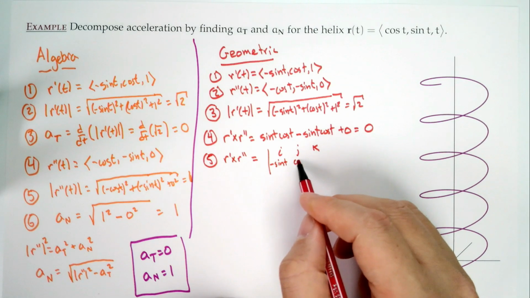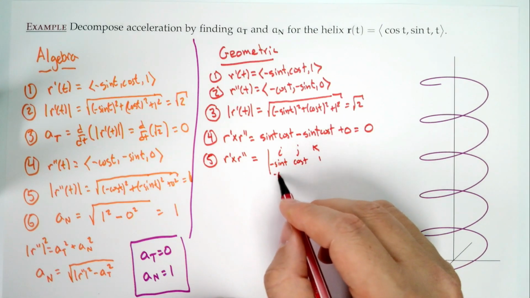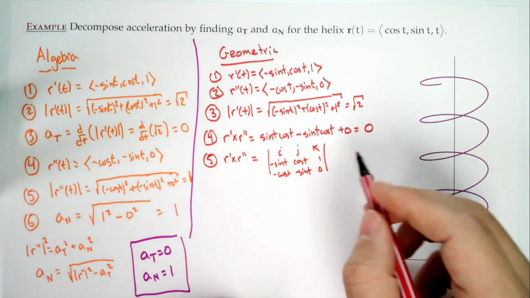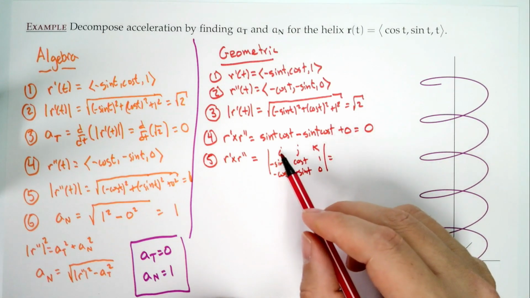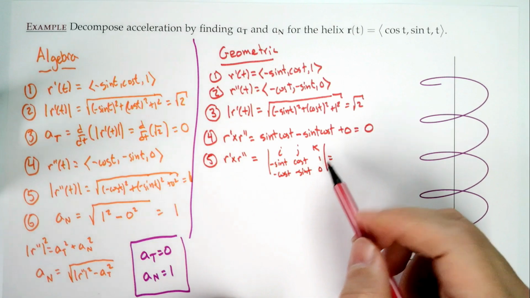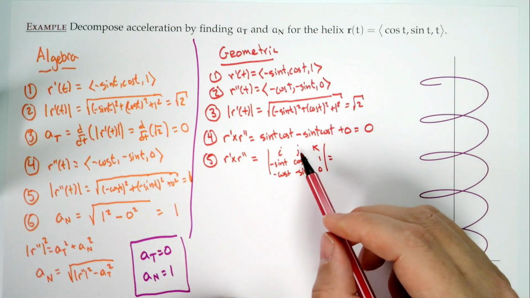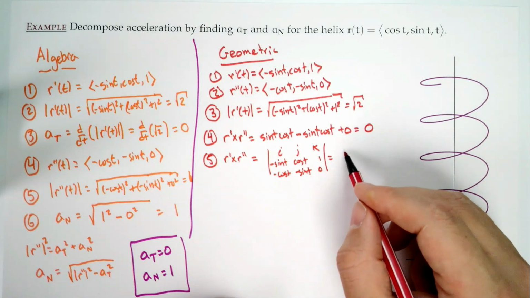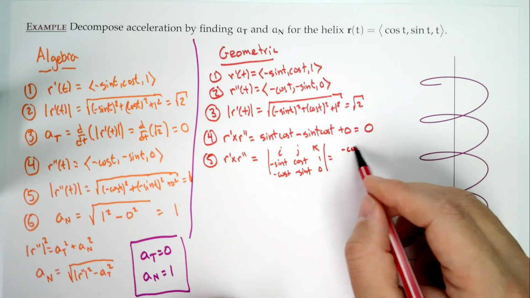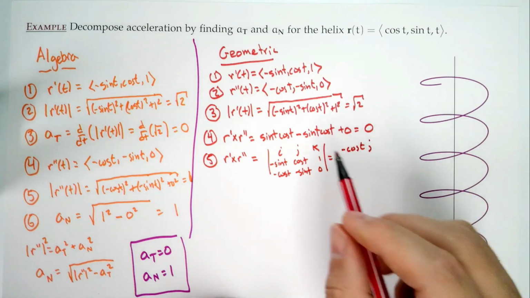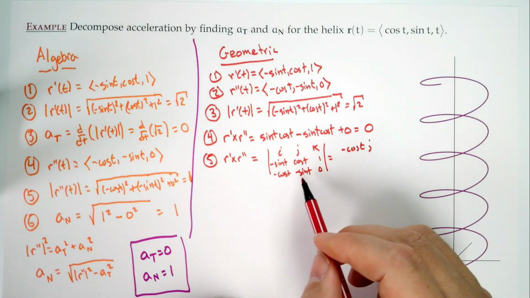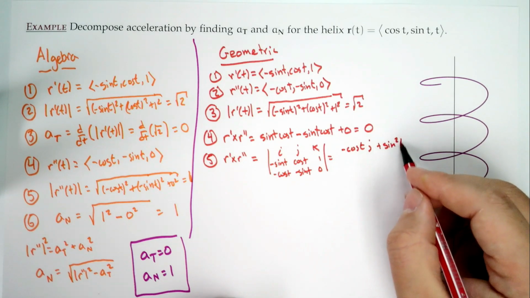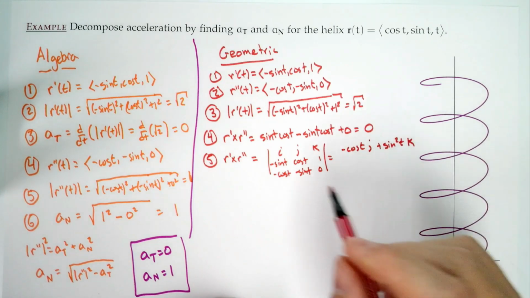Negative sine, cosine, 1; negative cosine, negative sine, 0. So we'll get i times cosine times 0. Well, that's not bad, 0. j times 1 times minus cosine t, so that's minus cosine t j. k, minus sine t minus sine t, so that's plus sine squared t k.